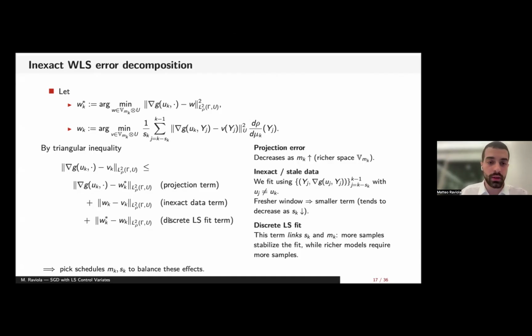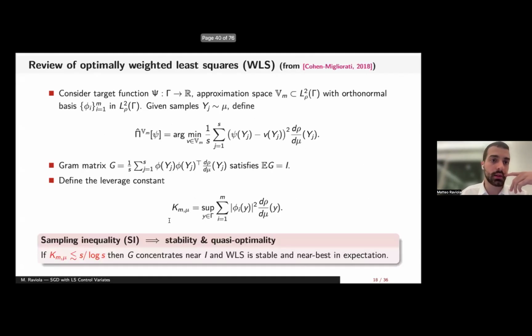And so now I'll be digressing a little bit into a review of optimally weighted least squares. And this is from the work of Cohen and Migliorati from 2018. So let's consider a target function psi from gamma to R. So now, instead of u, I'm considering a Hilbert space in one dimension. And then we consider an approximation space Vn with orthonormal basis given by these phi i's.